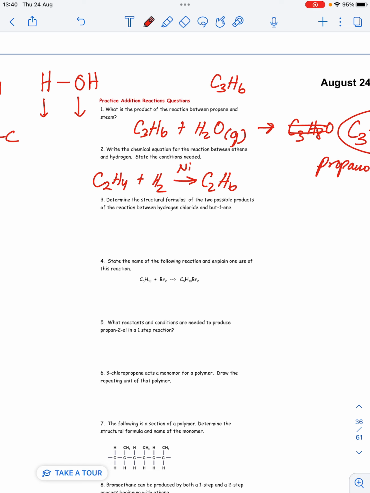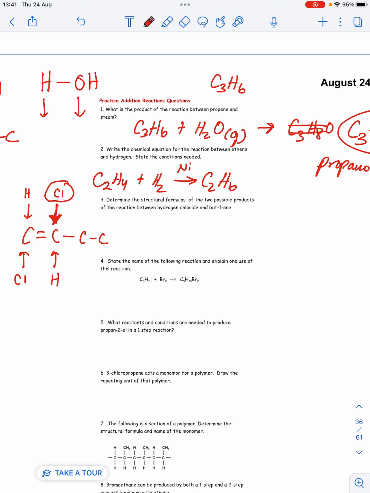Determine the structural formulas of the 2 possible products of the reaction between hydrogen chloride and but-1-ene. So but-1-ene has the double bond in between the 1 and the 2. And this is that thing where the H could add here and the Cl here, and the Cl could add here and the H could add here. Now, it turns out that at the HL level, you should know that the major product is that the chlorine, or whatever halogen it is, is going to add further inside the molecule, more central, because of something about the mechanism that we haven't gotten to at this point. But those are the 2 products.